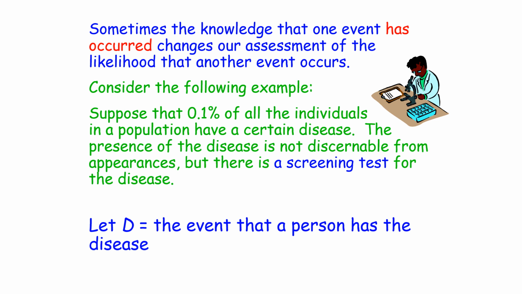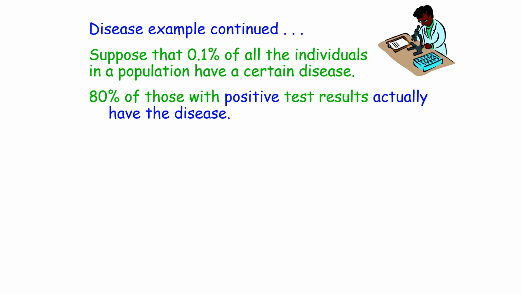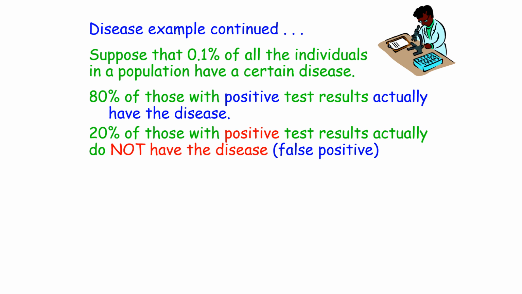So we're going to let D equal the event that a person has the disease. So the probability of D is 0.001. Now, we're still moving on with this example. Well, 80% of those with positive test results actually have the disease, but 20% of those with positive test results actually do not have the disease, meaning they got a false positive.